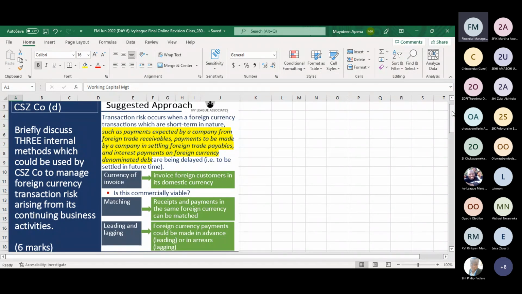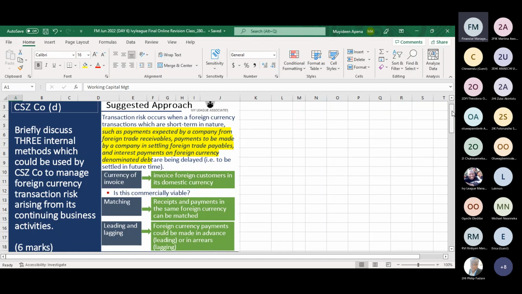But the question is, will the customer accept this arrangement? Most likely the customer will reject it and say, no, I have to pay in my own currency. Why will the customer want to do this? Because I'm sure they will have options. There are many other companies that want to sell the same goods to the customer.